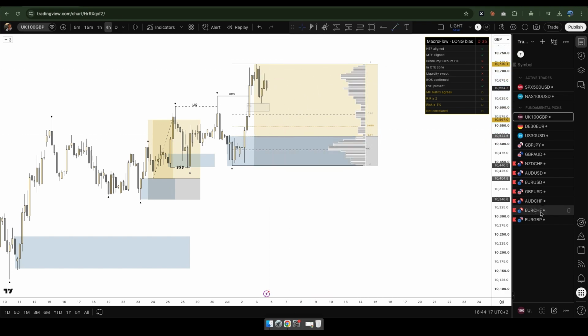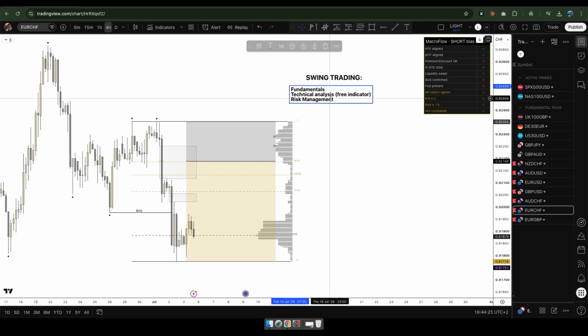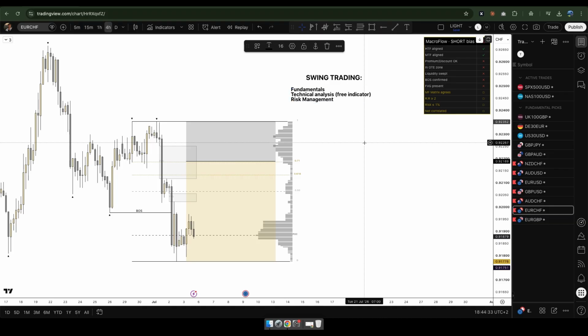As you can see, it's really simple and it's really repeatable, which is what allows me to trade without losing control over my emotions. That's the only way that I've been able to find some profitability in trading.